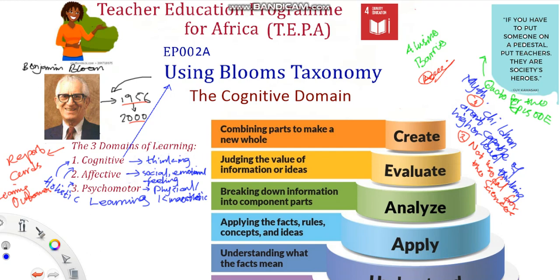Today we turn our attention to Bloom's Taxonomy. This is related to the cognitive domain of learning, which is one of the three domains of learning that we assess in teaching. The three domains of learning are cognitive, affective, and psychomotor. We'll deal with this in a different video.